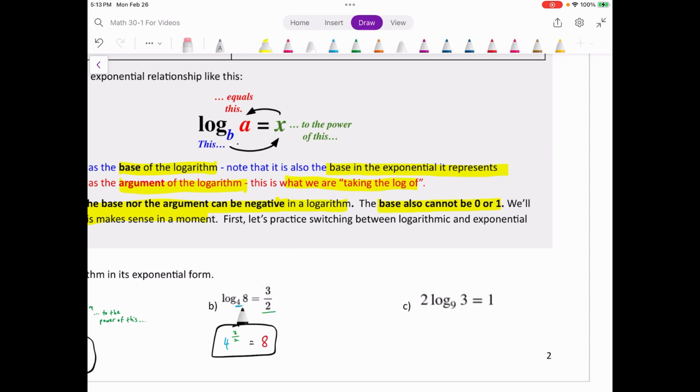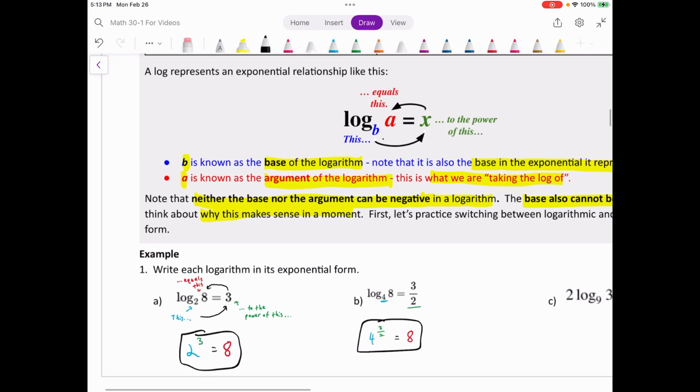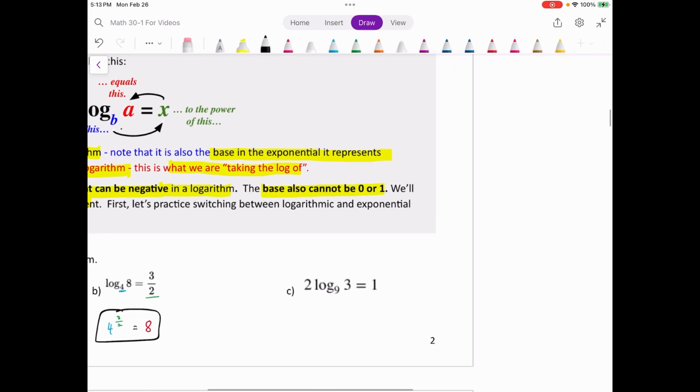We weren't leaving anything out when we did it here, right? 2 to the power of 3 equals 8. When I try to do it here, if I'm leaving it in this form, I have 9 to the power of 1 equals 3. But what about this 2? It never came into the equation at all. So that's a little hint, right?